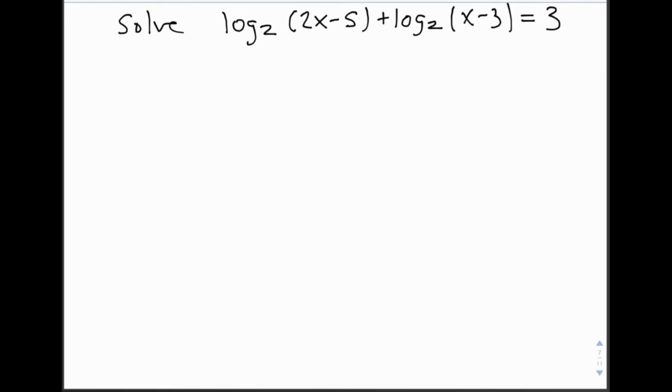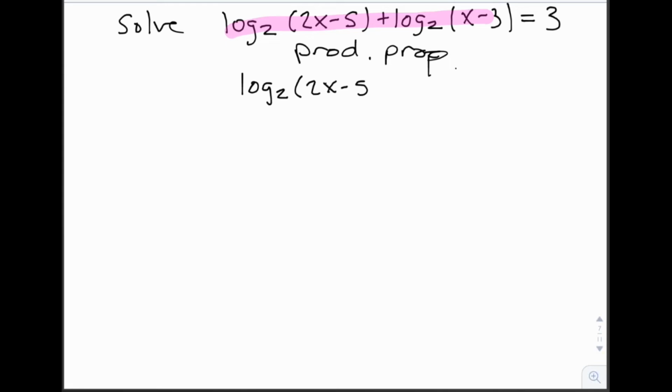plus log base 2 of x minus 3, and that is going to be equal to a positive 3. So let's go ahead and try to solve this one. Again, we notice that we can use our product property here. So using our product property, let's simplify. That will give us log base 2 of 2x minus 5 multiplied by x minus 3, and that is going to be equal to 3.